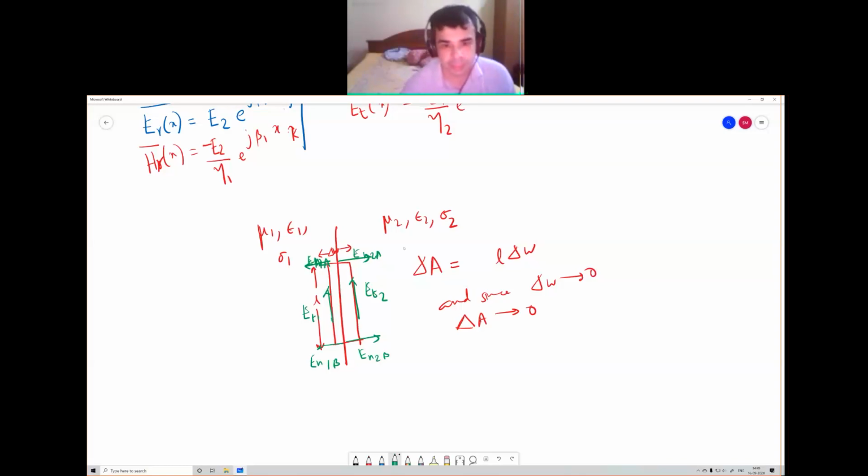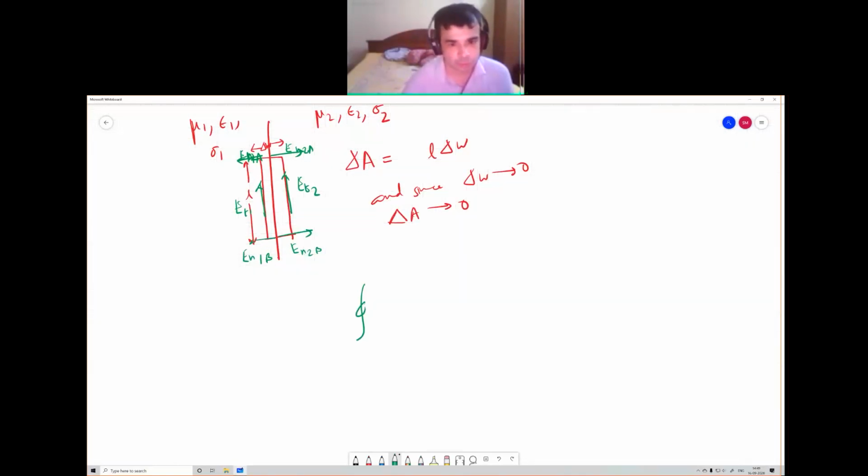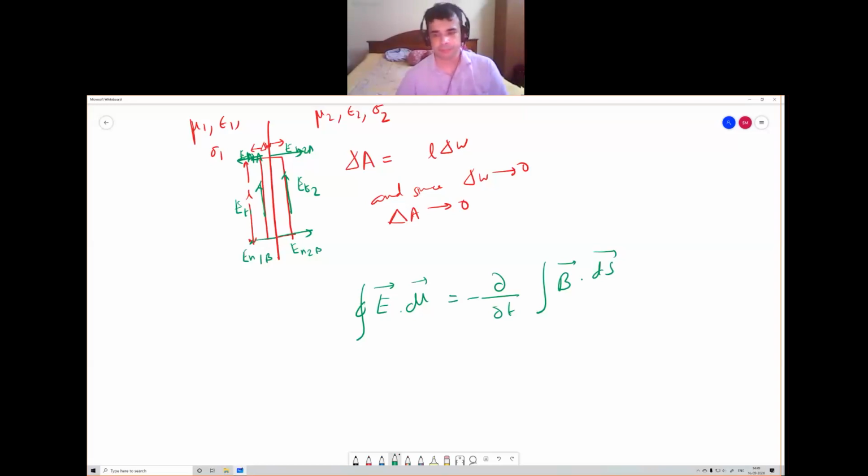Now we apply Faraday's law in integral form, which says that the closed integral of E dot dl equals minus del by del t of the integral of B dot ds. This we had seen for Faraday's law.